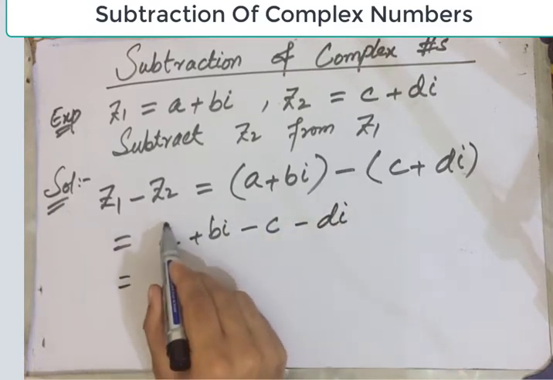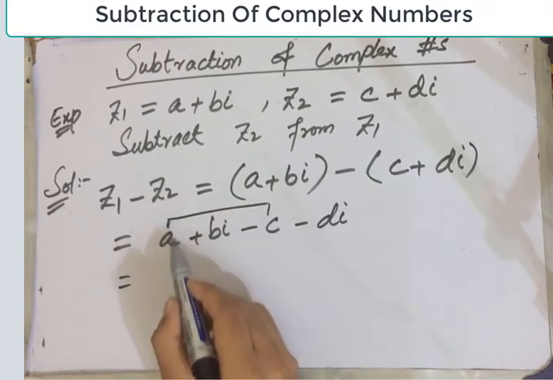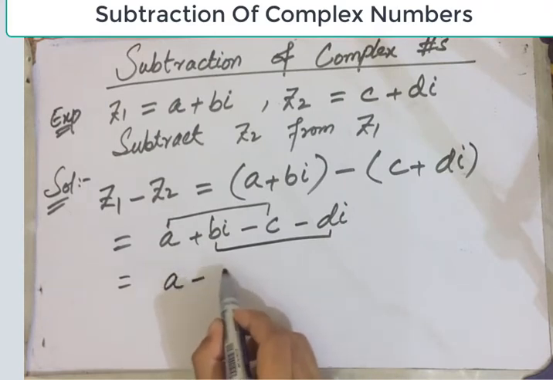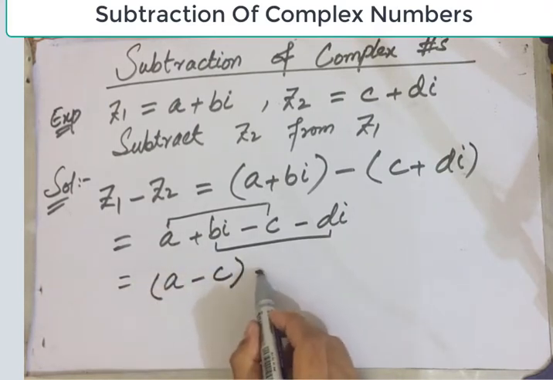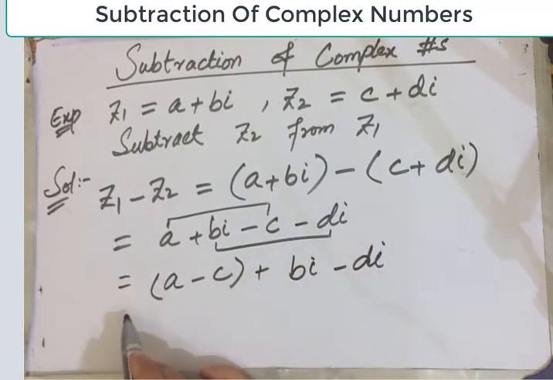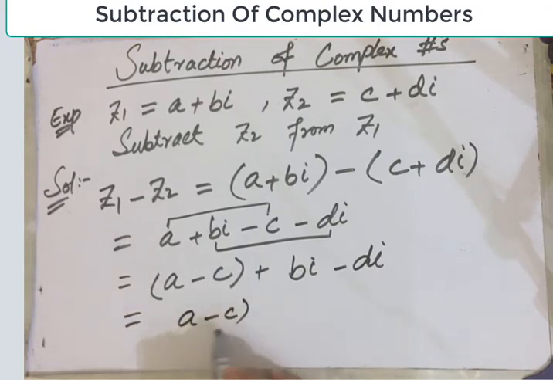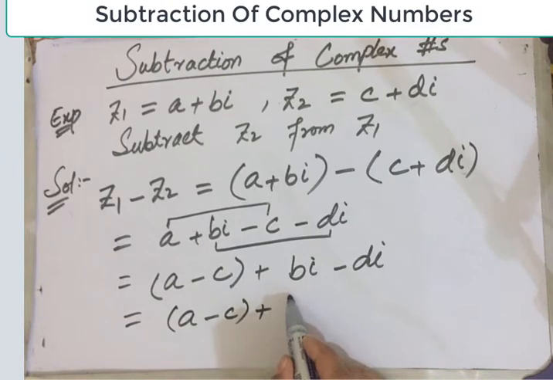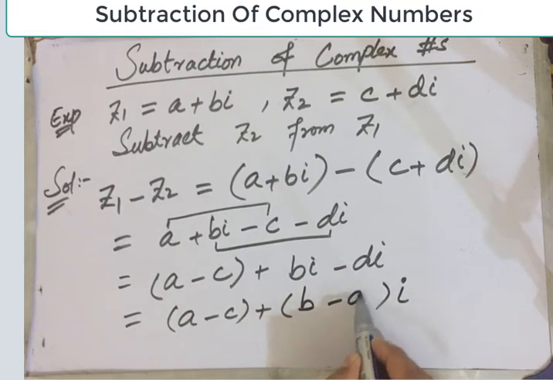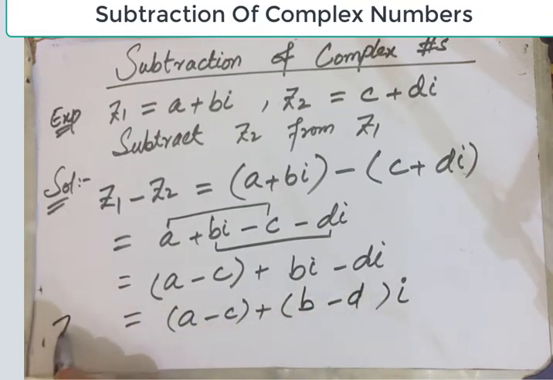Now subtract the real part and then the imaginary parts. The real part is A minus C, plus B iota minus D iota. A minus C will be the same and take common iota from the imaginary part. Iota will be common: B minus D. We use this method for the subtraction of complex numbers. Let's solve with a proper example.